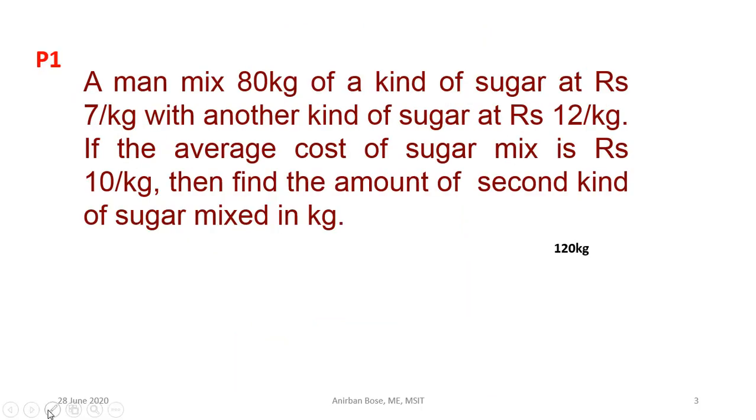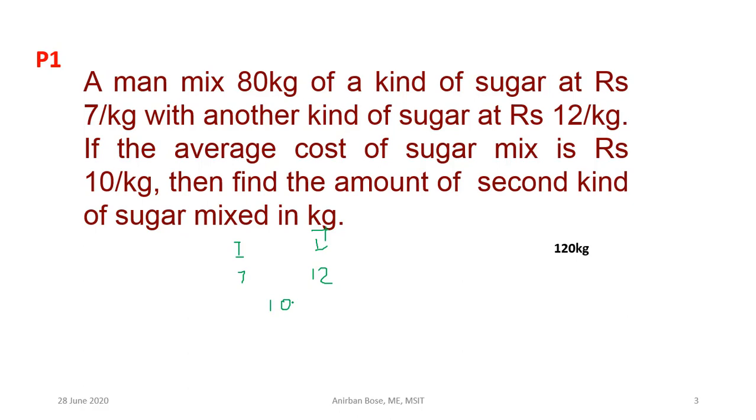So let us first take this problem. Here a man mixes 80 kg of a kind of sugar at rupees 7 per kg with another kind of sugar at 12 per kg. If the average cost of the sugar mix is rupees 10 per kg, then find the amount of the second kind of sugar mixed in kg. So there are two kinds of sugar, kind 1 and kind 2. Kind 1's price is 7 per kg, here it is 12 per kg. What is the mean? The mean is 10 per kg.